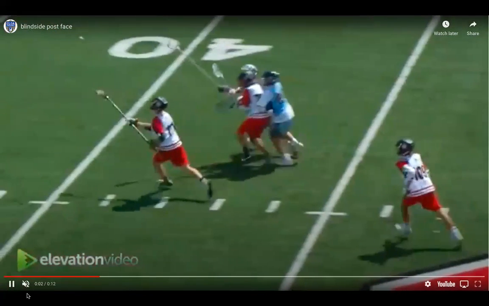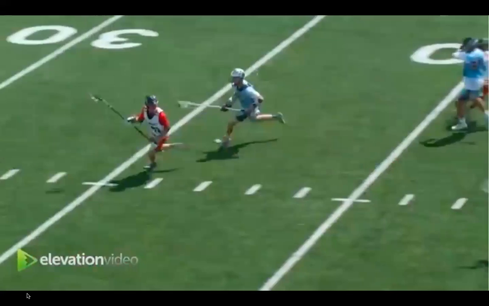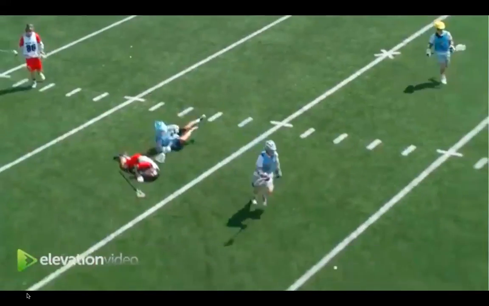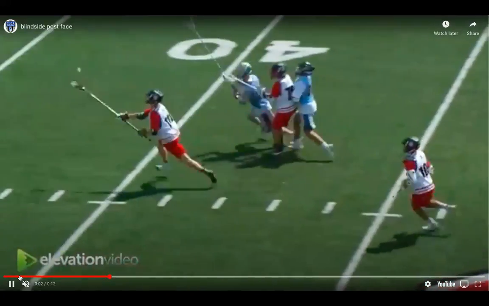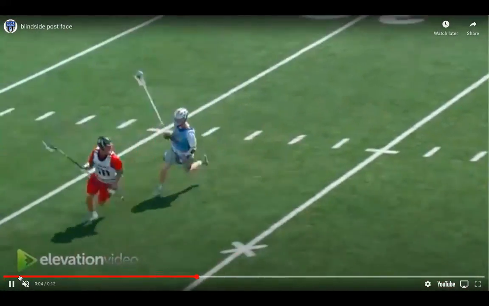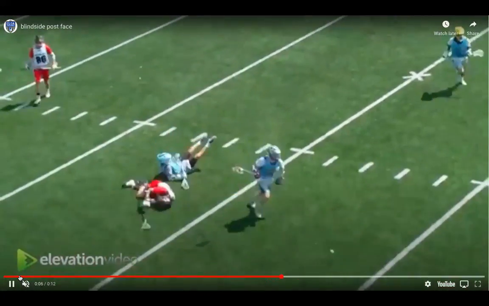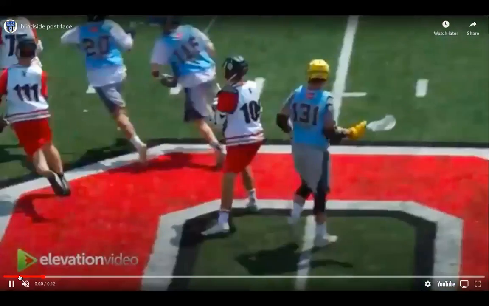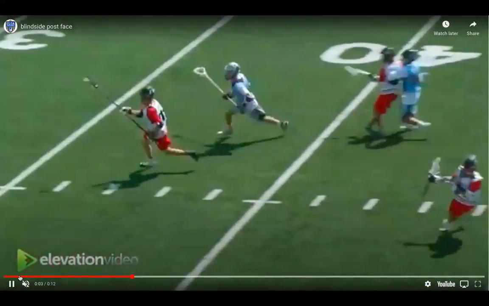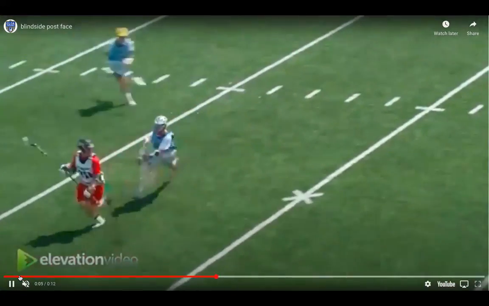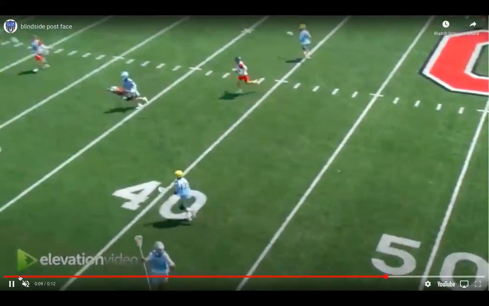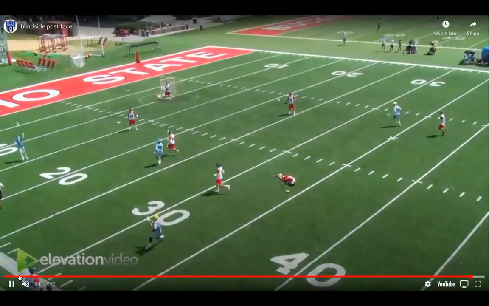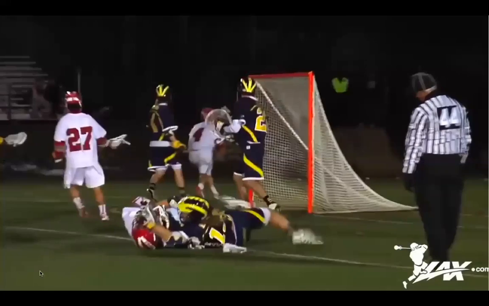So this is a blindside block. Now, in lacrosse, we don't have the terminology of blindside block. All we're going to call is defenseless player. This player is running down the field. His head is looking away from the play. A player comes up behind him and hits him. This is not a dead ball play. This is a live ball play for defenseless player.